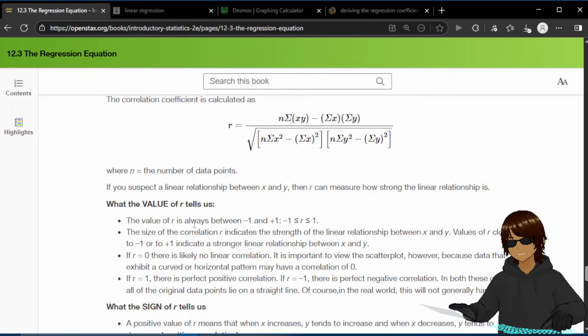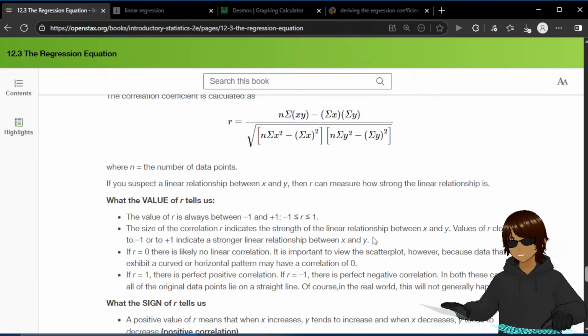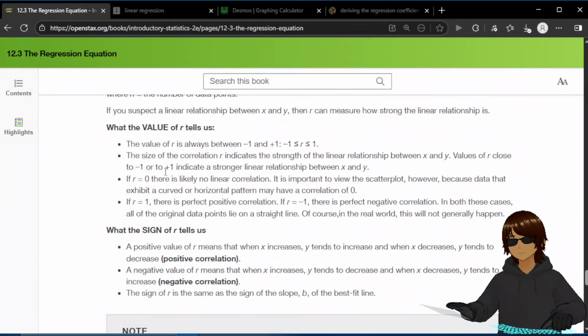The value of r is always between -1 and +1. The size of the correlation r indicates the strength of the linear relationship. Values of r close to -1 or close to +1 indicate a stronger linear relationship between x and y. If r is 0, there is no linear correlation. If r is 1, there is a perfect linear correlation, a perfect positive correlation. If r is -1, there is a perfect negative correlation.